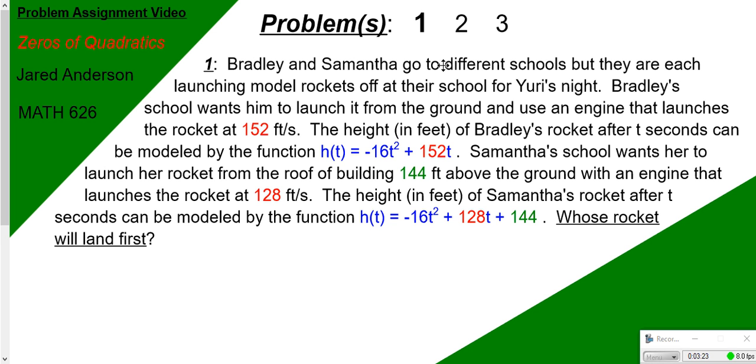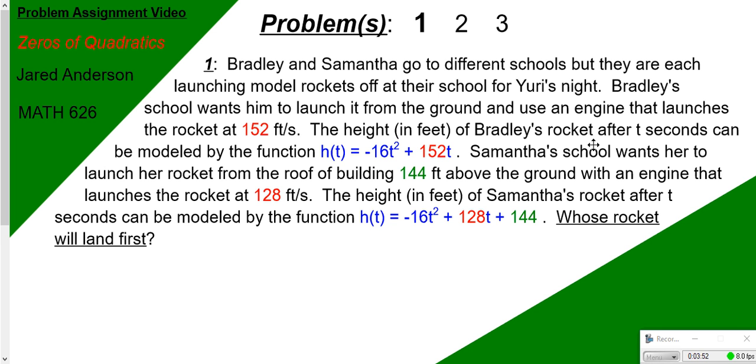Bradley and Samantha go to different schools, but they are each launching model rockets off at their school for Yuri's night. Bradley's school wants him to launch it from the ground and use an engine that launches the rocket at 152 feet per second. The height in feet of Bradley's rocket after t seconds can be modeled by the function h of t equals negative 16t squared plus 152t.